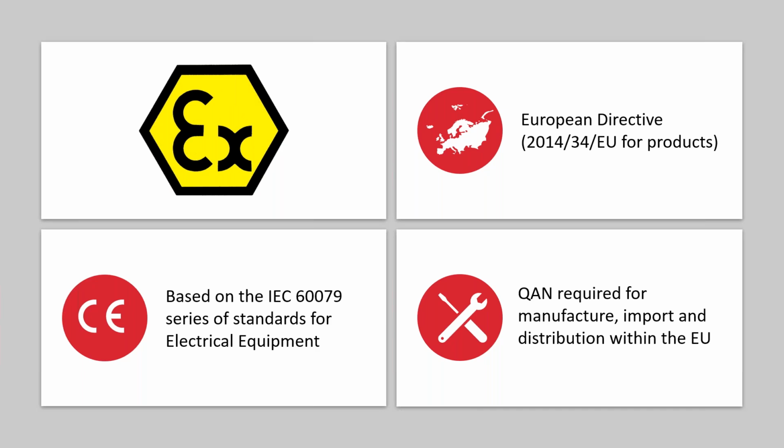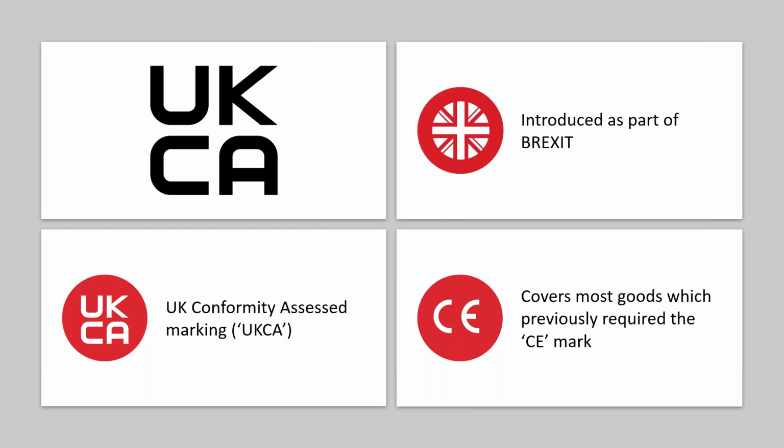Now, the next one we're going to look at is UKCA. Now, this is following the UK's departure from the European Union back in 2021. The United Kingdom Conformity Assessed, or UKCA mark, was planned to replace CE marking, and it declares that the product conforms to the applicable UK legislation in order to be placed on the market in England, Wales, and Scotland.